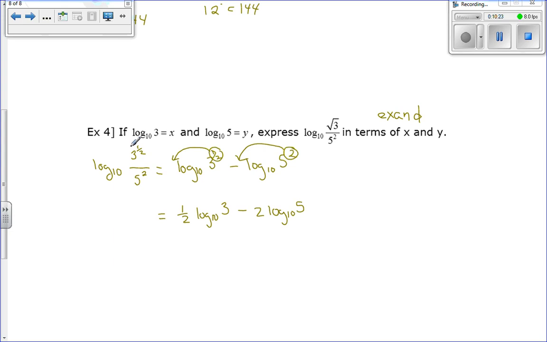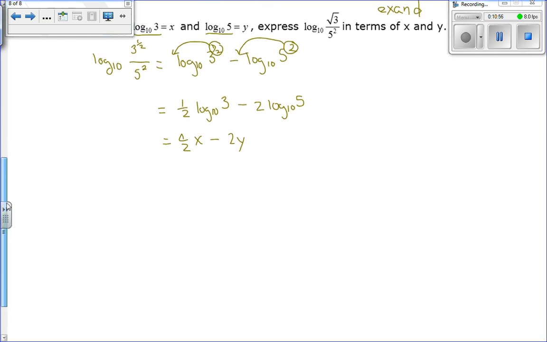And if I go back to the original problem, log base 10 of 3 is equal to x. So in place of log base 10 of 3, I put x. So I have 1/2 x minus log base 10 of 5. We go back to the original problem. That is y. So minus 2y. So all I did was substitute an x and y for log base 10 of 3 and log base 10 of 5 after I've expanded that problem.